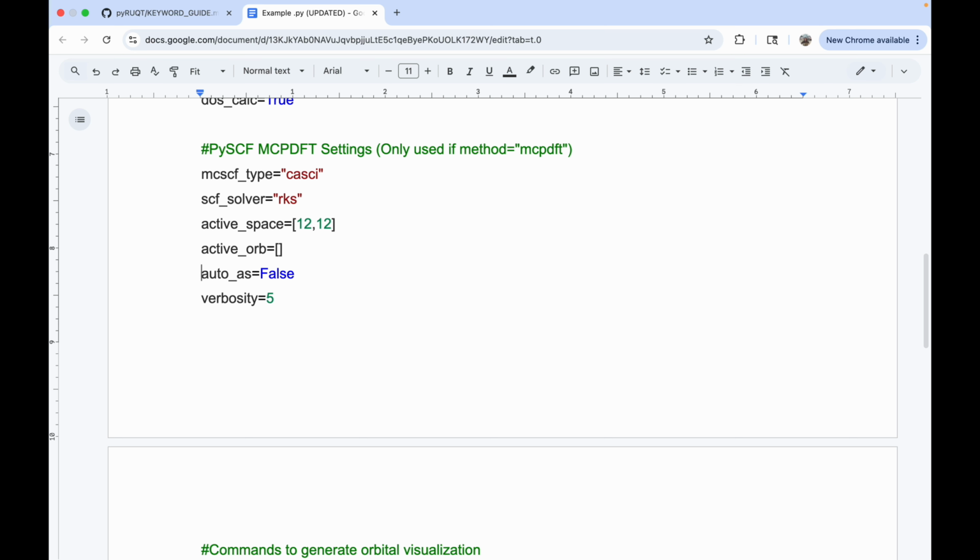Now onto the final section. This is the most important section in my personal opinion, and this is the PySCF convergence settings. From my experience, these are the settings that you are going to be playing around with the most. A lot of testing and trying different things out, because PySCF does struggle to converge a lot, especially for larger systems. So this is where this becomes really important.